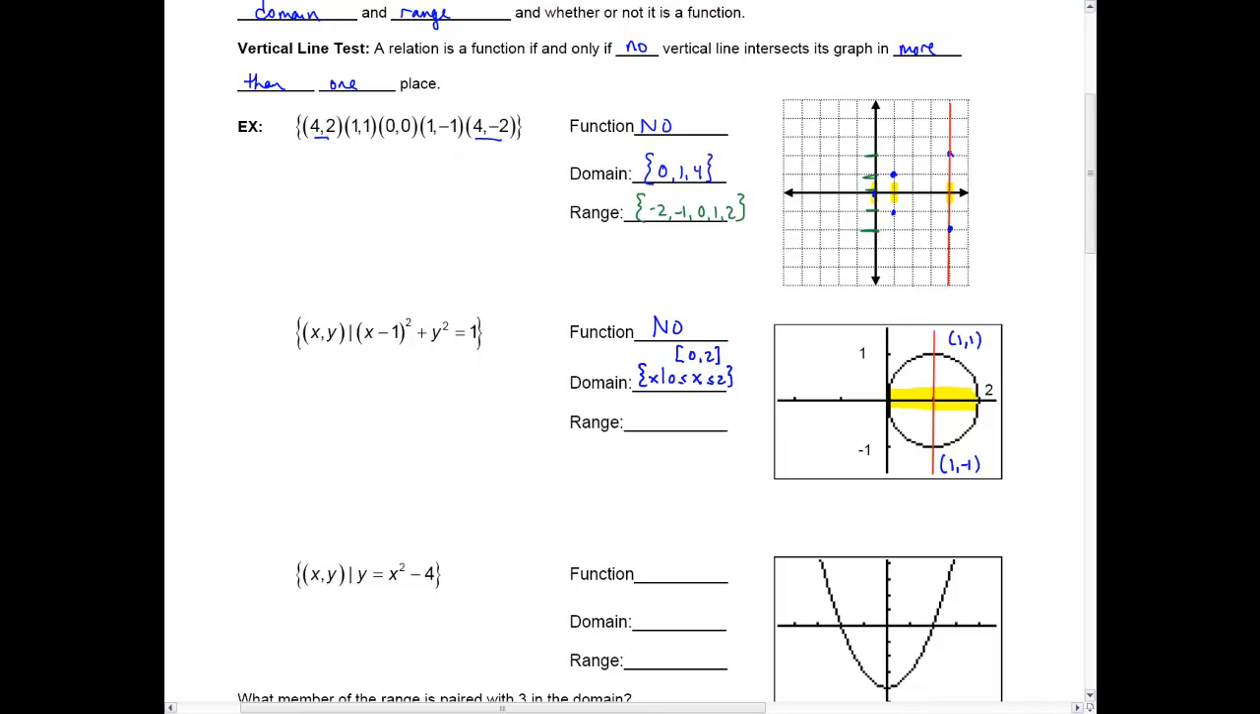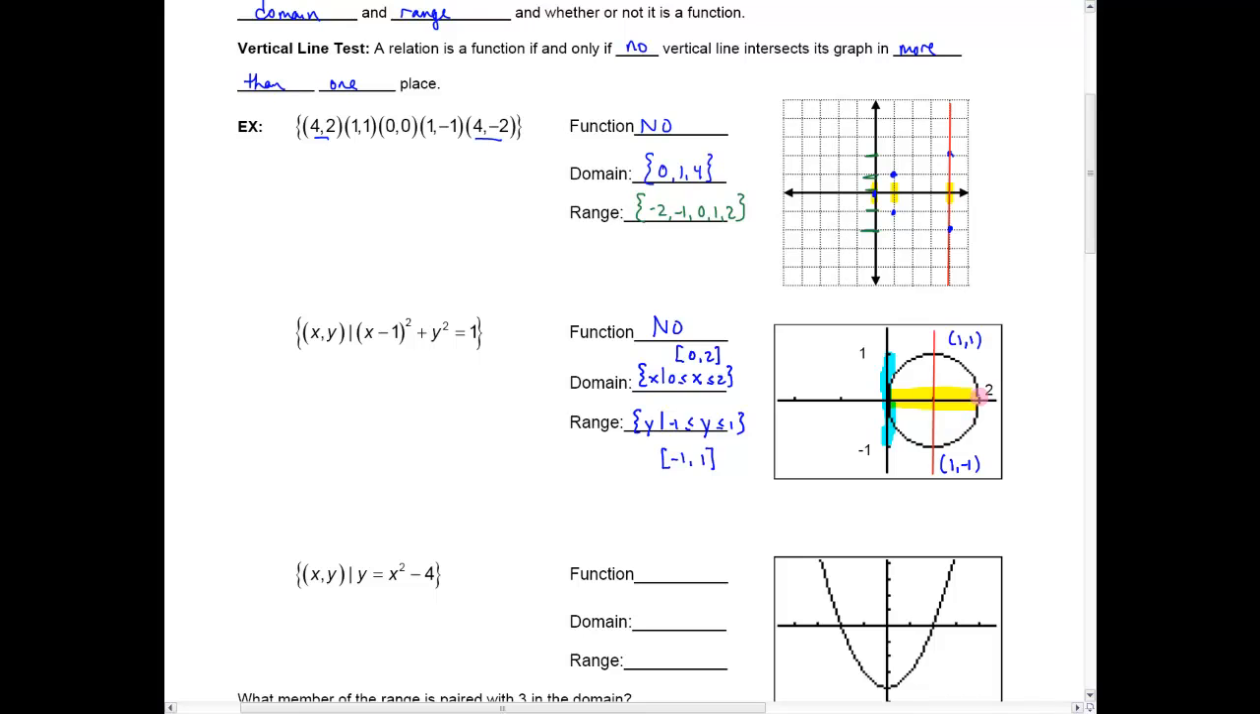Likewise, the range: down here below -1 there's no graph, but all of these y values between -1 and 1 are going to have ordered pairs with a y value included in the range. So your range here is going to be the set of y such that y is between -1 and 1. I could write that in interval notation as the interval from -1 to 1. And again, those square brackets mean that it includes those endpoints.